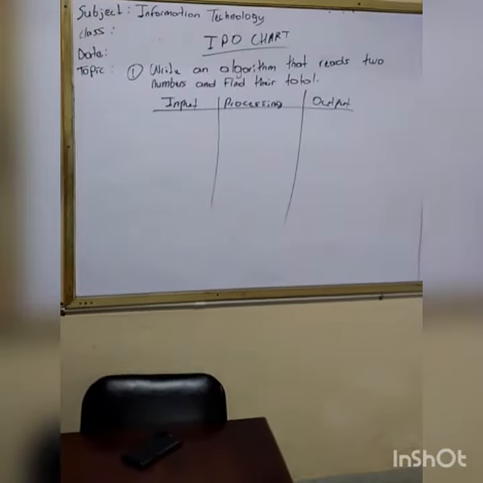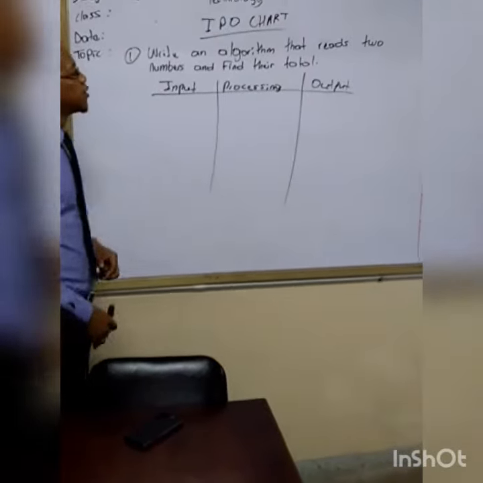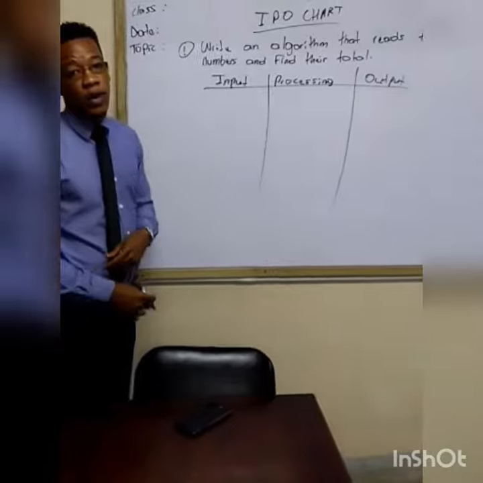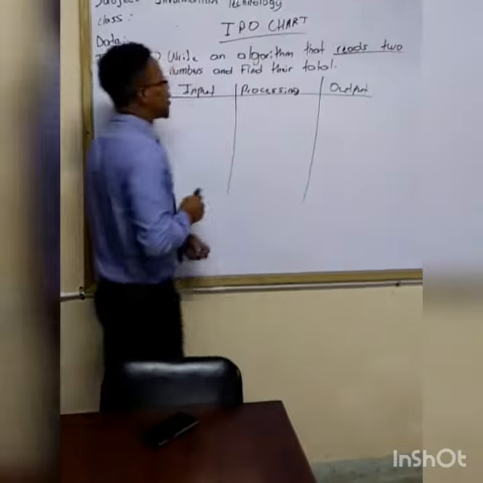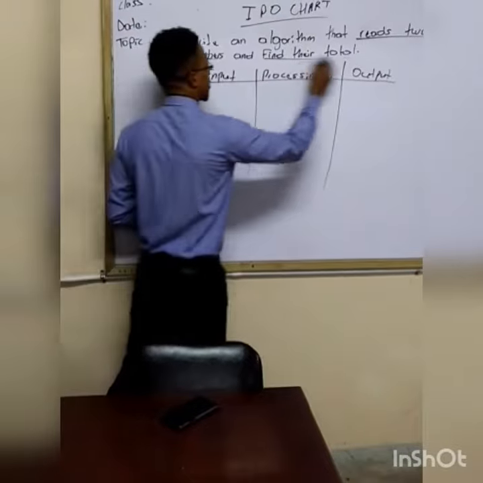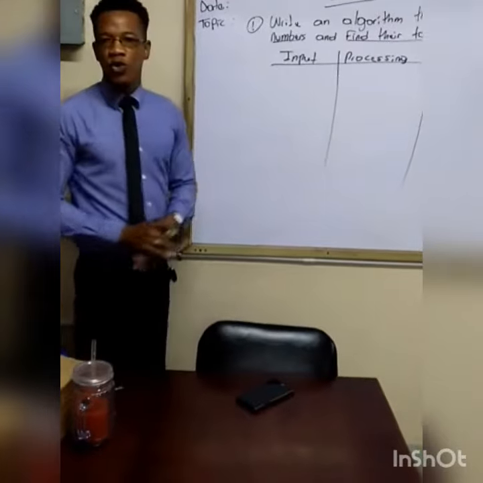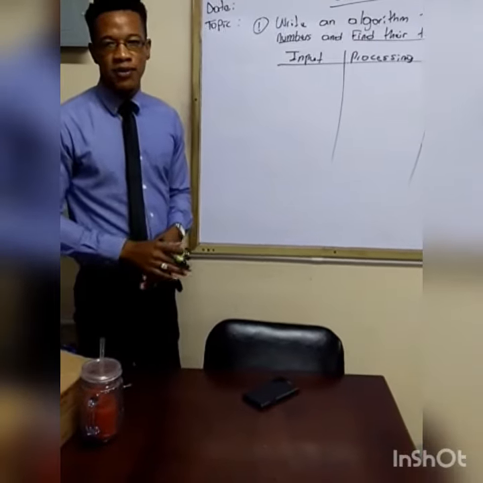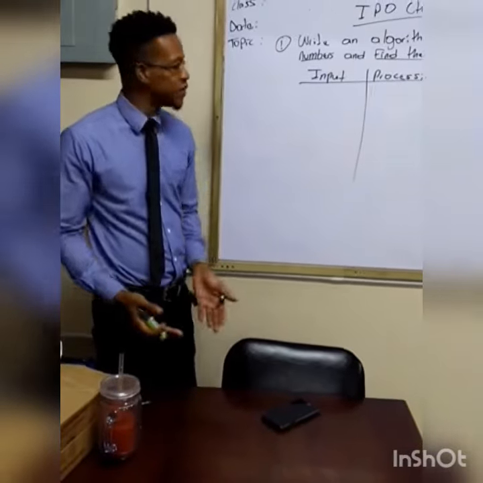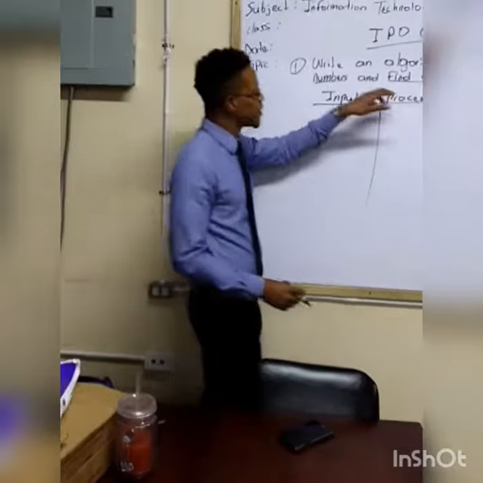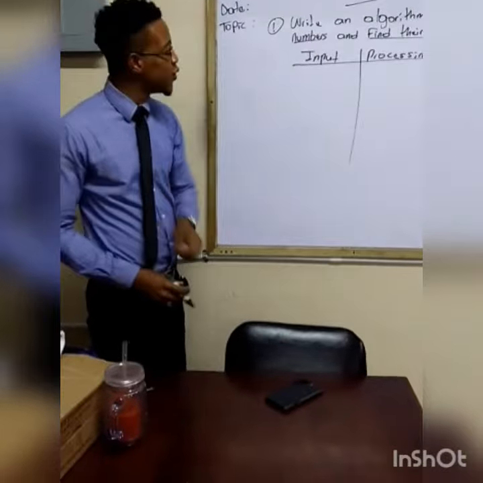So the question says, write an algorithm that reads two numbers and finds their total. The first thing we need to establish is what we're going to be reading. We're reading two numbers, and we're going to find their total. These two numbers, you can give them a variable name. Variables are words that are used to store information. So we're going to call them num1 and num2.